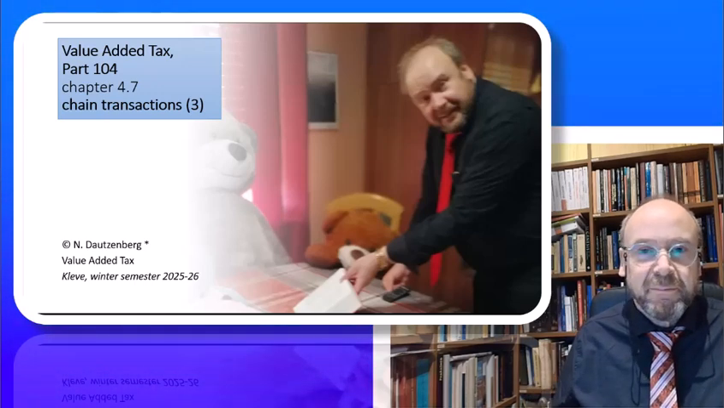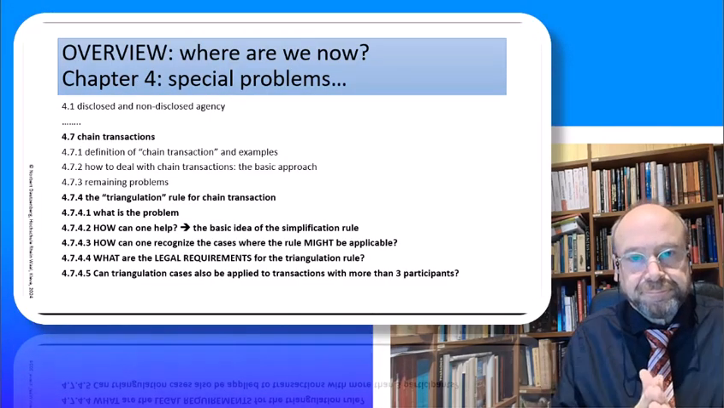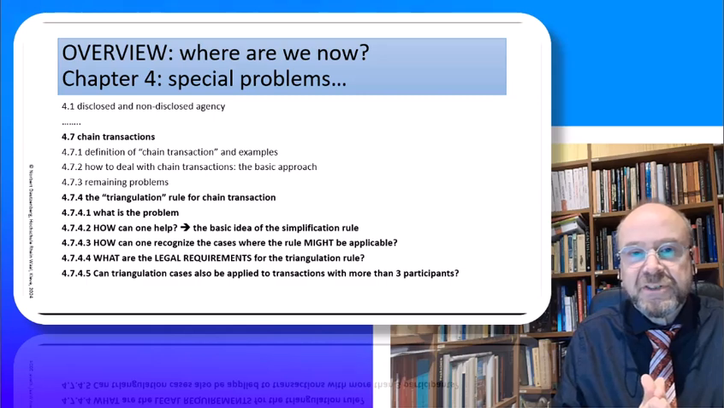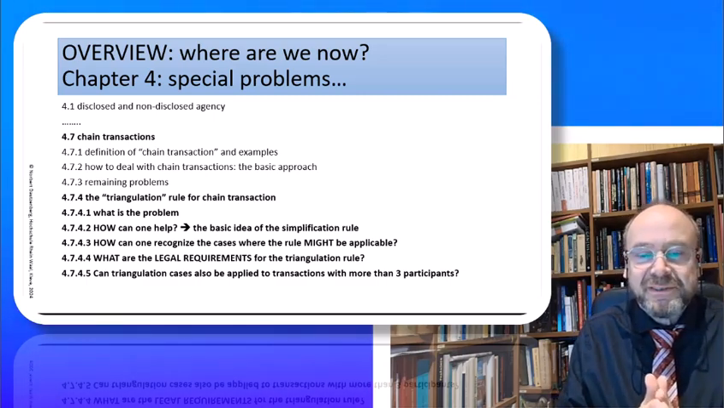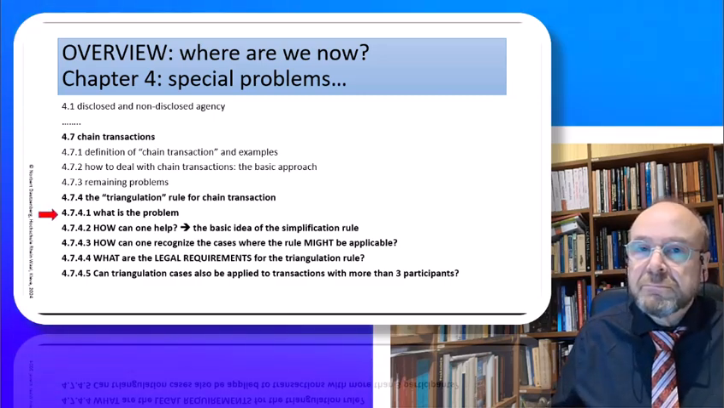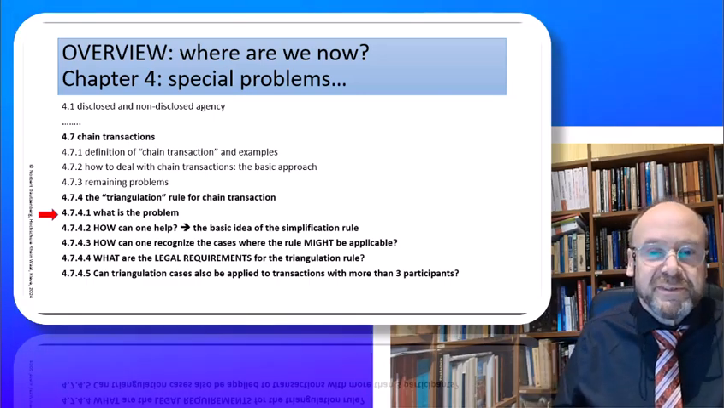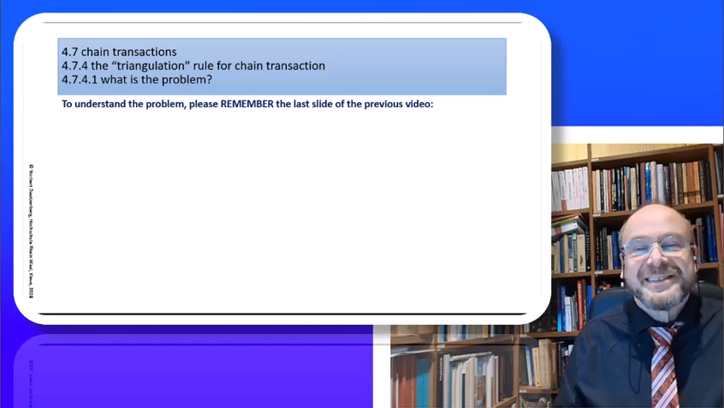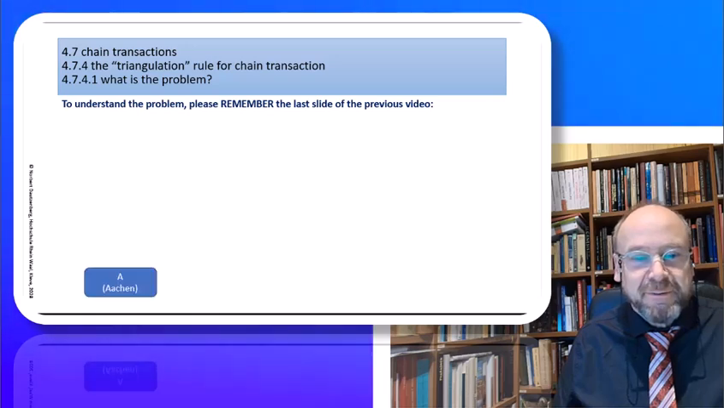Let's just immediately start. So, when it comes to chain transactions, there is one last very interesting part, the so-called triangulation rule for chain transactions. The first question there is just what's the problem? Let's just start at the beginning. To understand the problem, let's remember the last slide from the previous video.